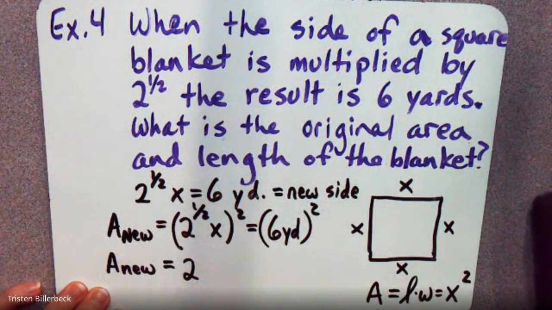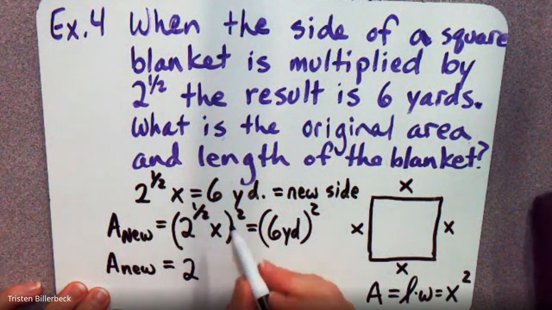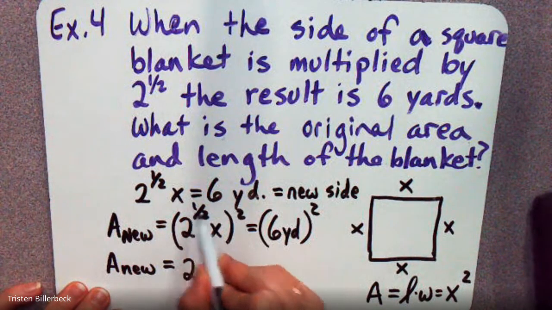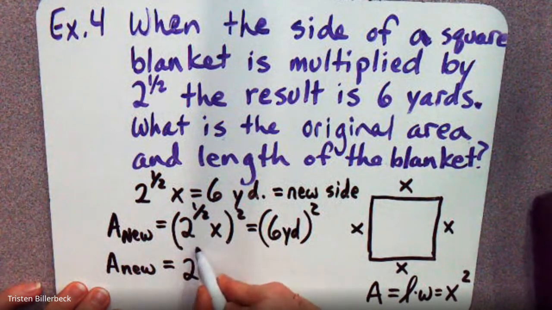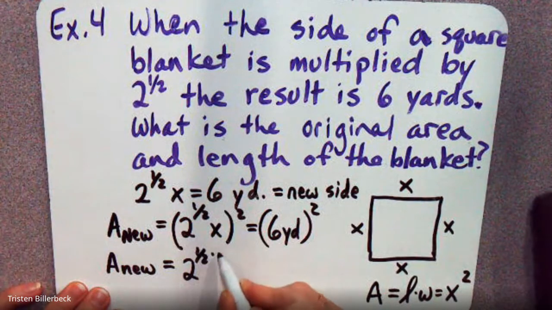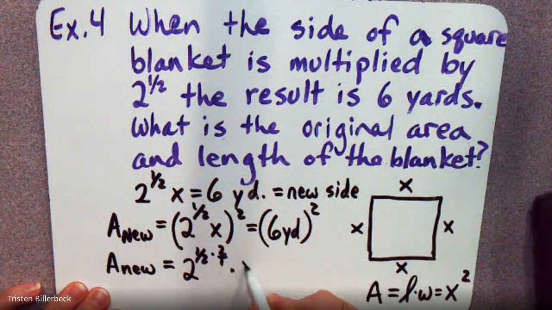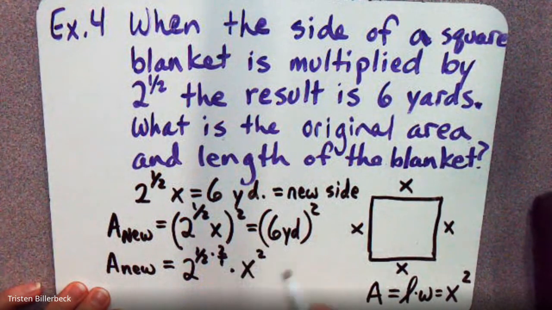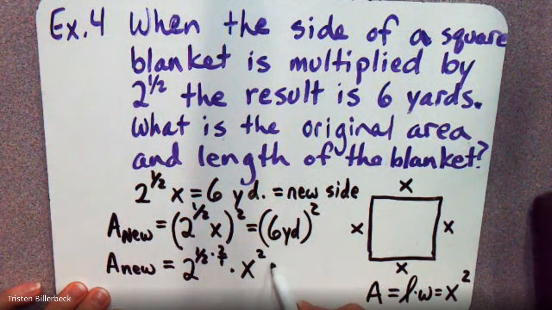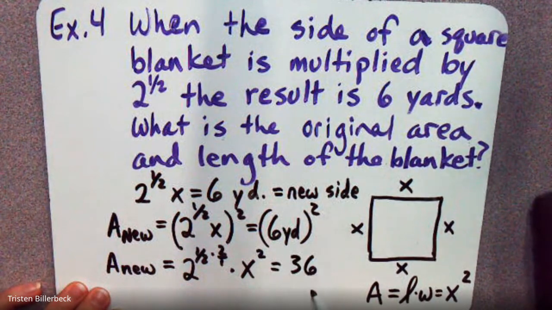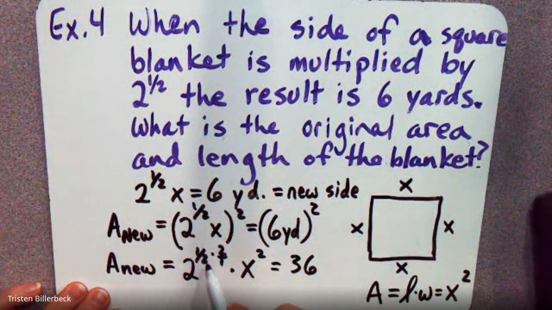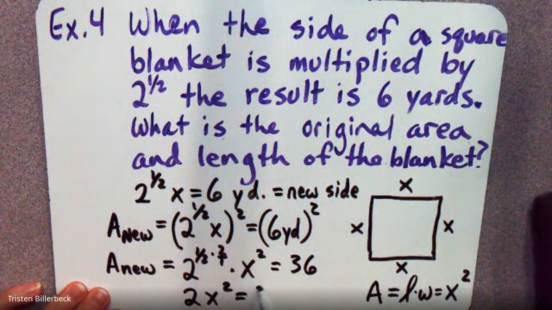we're going to use the power of a product. So we're going to distribute this square to that. So we have 1/2 times 2, which is 2 over 1. And then also we have x squared. Now 6 squared equals 36. So 1/2 times 2 is just 1. So we have 2x squared equals 36.